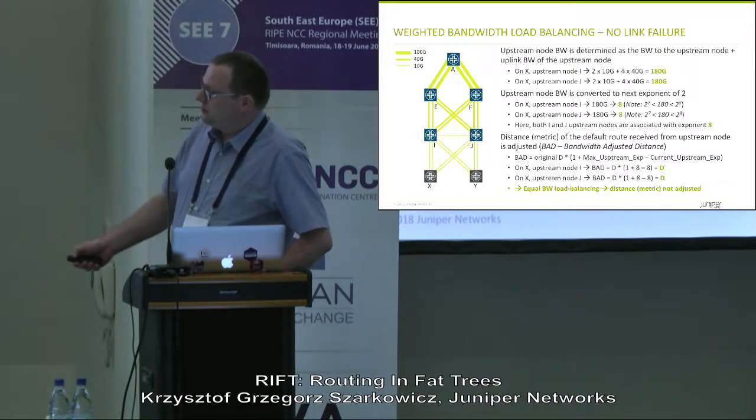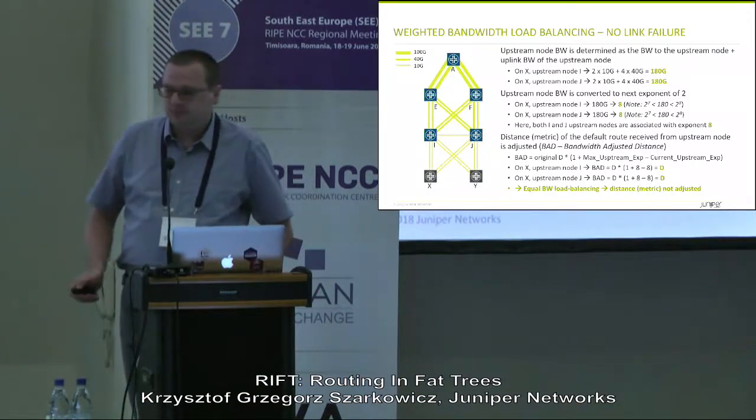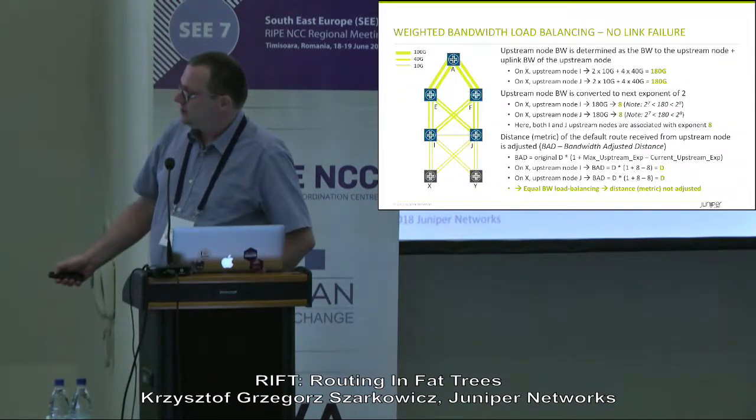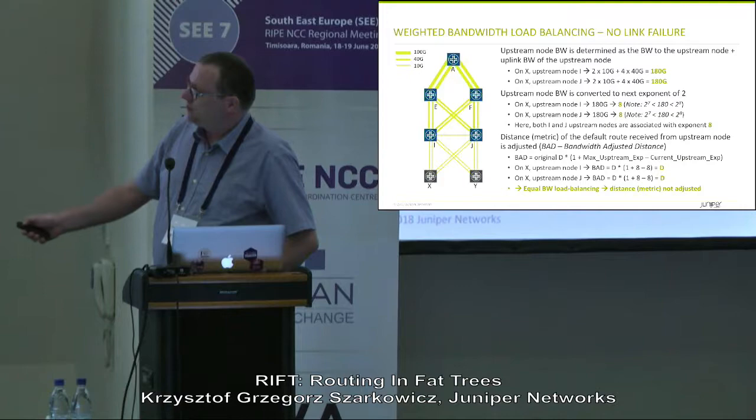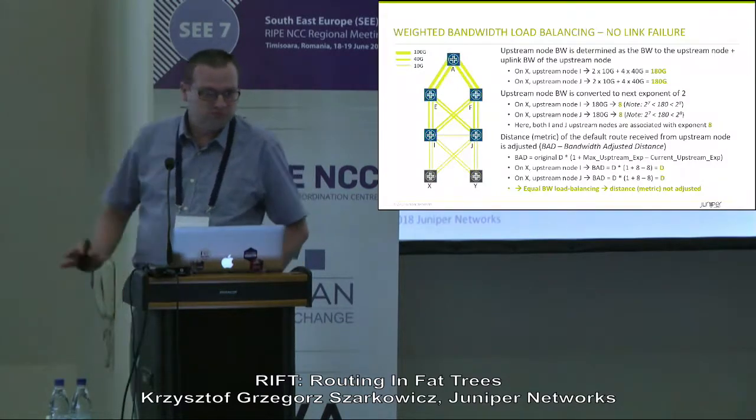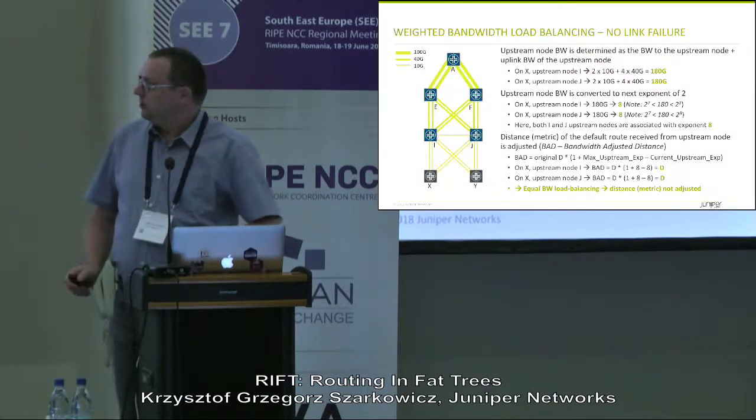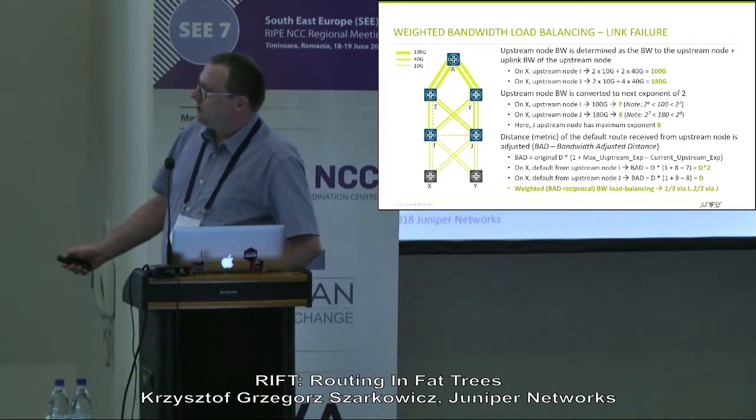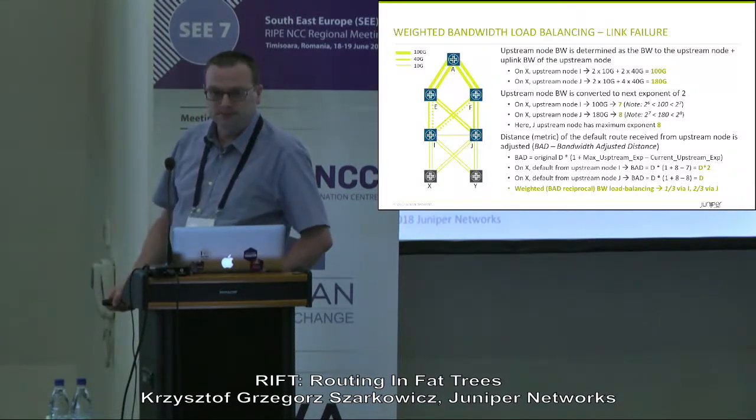In the current situation, everything is symmetric here, so you have symmetric load balancing. From node X, for example, when you send some traffic to node A, it could be load balanced over I and J, and then it could be load balanced on E and F. That's perfect. But now, let's check what happens if, for example, the link between E and J fails.